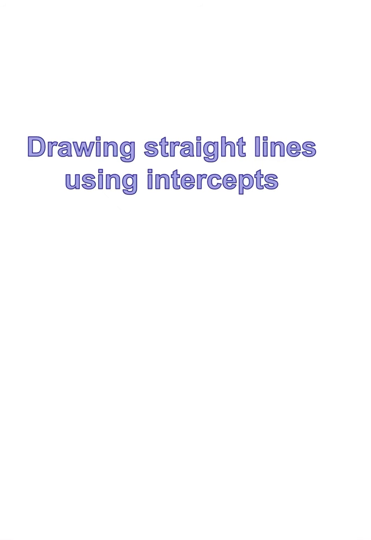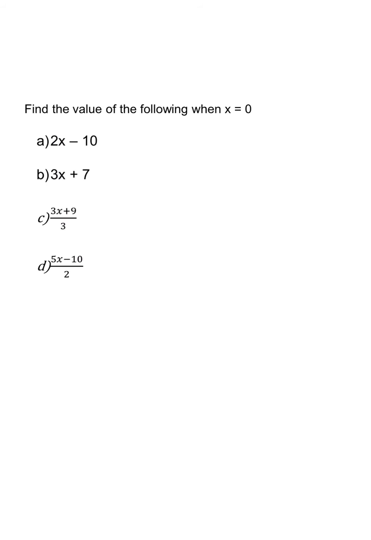In this video, we're going to be looking at drawing straight lines using intercepts. Before doing this, I want you to do these questions yourself. I want you to find the value of the following when x equals 0. I'm going to do the first one for you. We're going to substitute x = 0 into all of these.